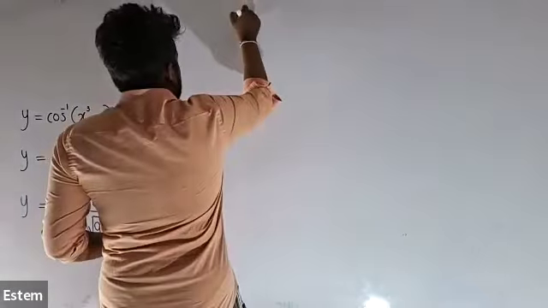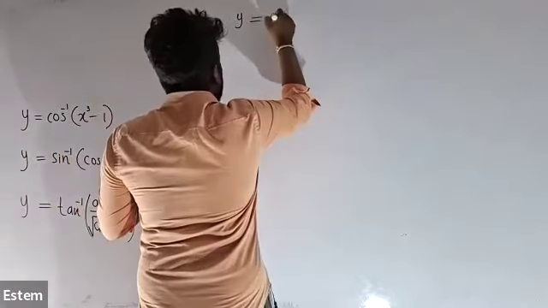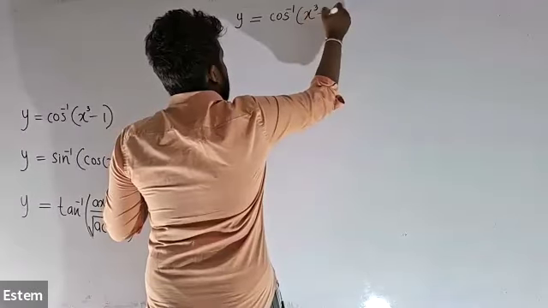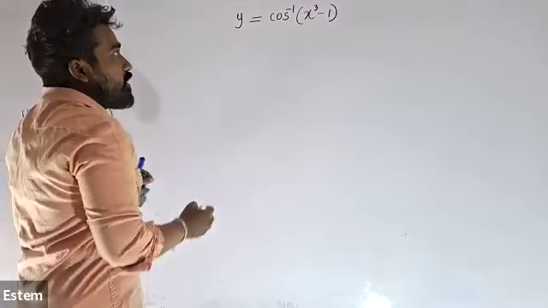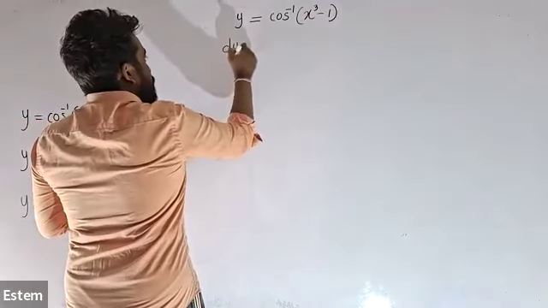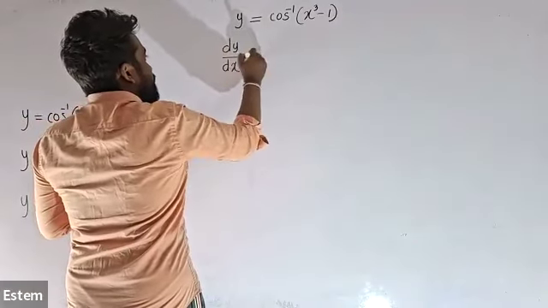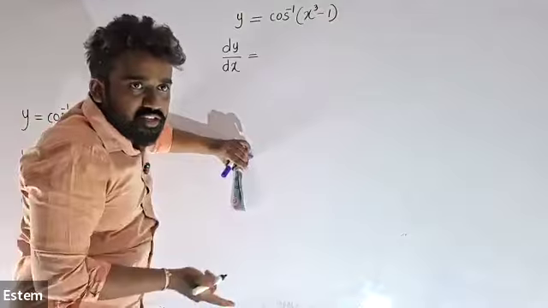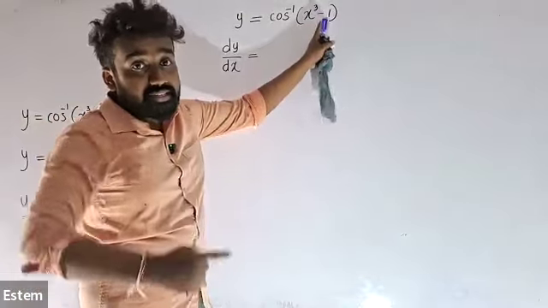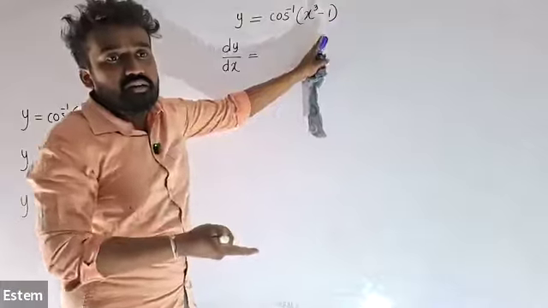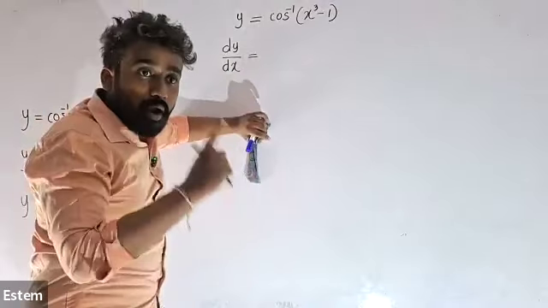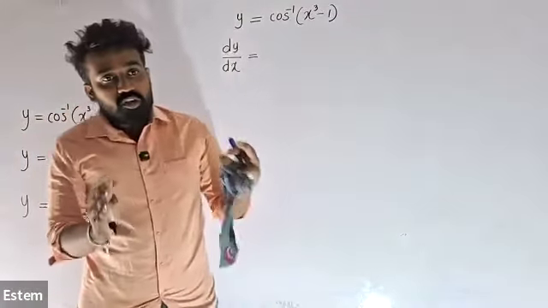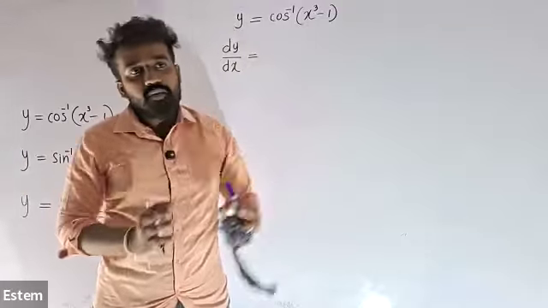Okay. We'll do that. y equals cos inverse (x cube minus 1). So we are going to differentiate this. dy over dx. First, we should differentiate the cos inverse function. After that, we should differentiate the function that is inside of the inverse trigonometric function. We should give priority to differentiating the inverse trigonometric function.